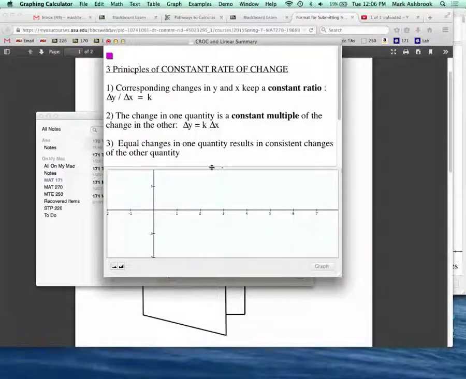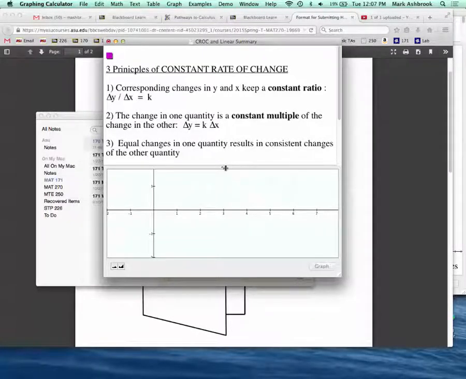And then the last one was equal changes in one quantity result in consistent changes of the other quantity. So whenever x changes by 4, the resulting change in y will be consistent. It'll always be, say, a half, or it'll always be 100. And whenever you change x by 20, you'll get the same change in y, whatever that is, say 5. Okay? So these are the three things. As we're doing problems related to constant rate and linear functions, we're always looking for how one or more of these apply and help us to solve. So we'll do that with some of your homework questions.